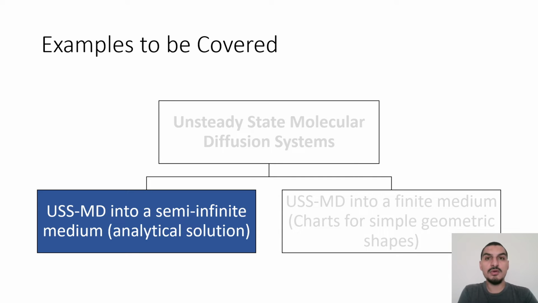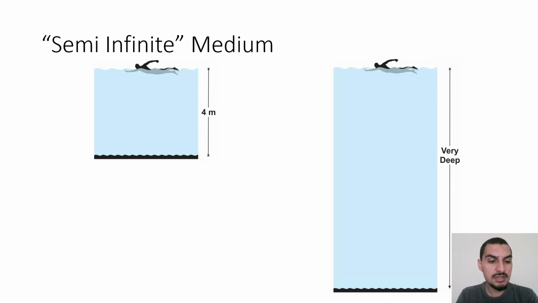So let's talk first about the first case, which is the semi-infinite medium. But before we talk about the solution of these kinds of systems, we need to understand first what we mean by the word semi-infinite medium. To understand this, let's consider these two cases where this person is swimming at the surface of the water, with different depths. In the first case he is swimming in water with a depth of 4 meters, and let's say he is 2 meters tall, so this is almost double his length. So 4 meters is not very deep.